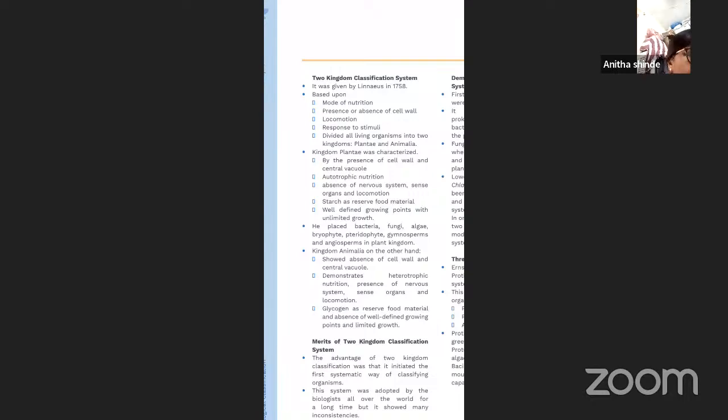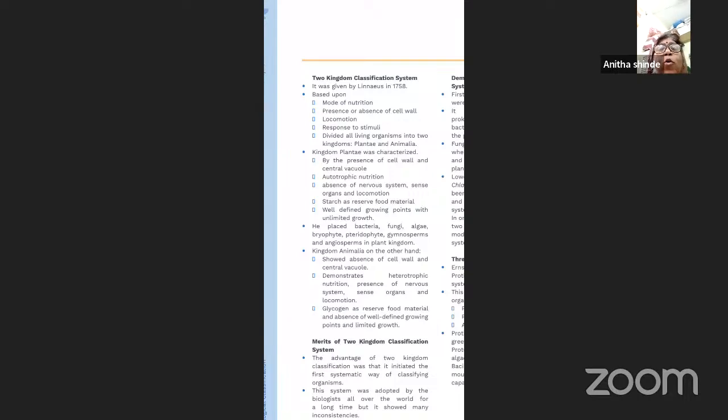That is, one is the artificial system of classification, then the natural system of classification, then the phylogenetic classification. Now we will see what the different classification systems are, and who the scientists are who have given different classification systems.